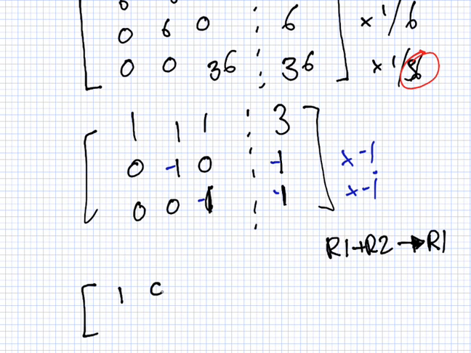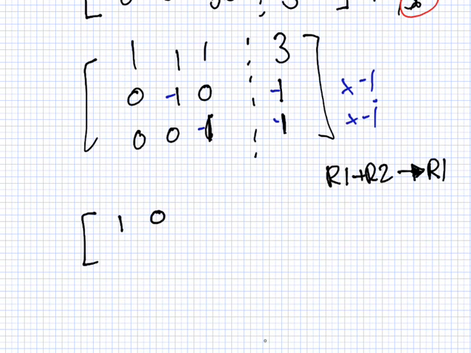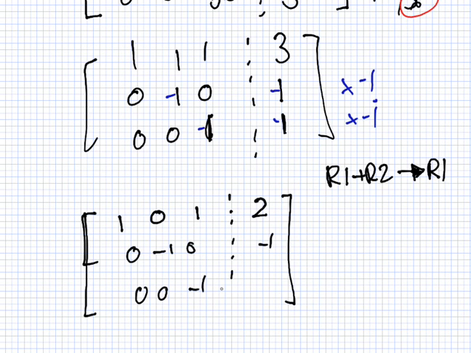1, 0, 1. What goes here? 2. Okay, and then everything else is the same. Okay, and then what should I do now? I should do row 1 plus row 3. Very good.